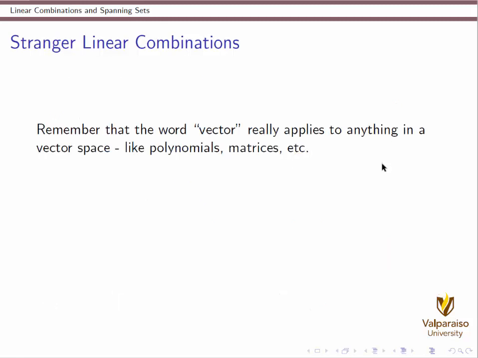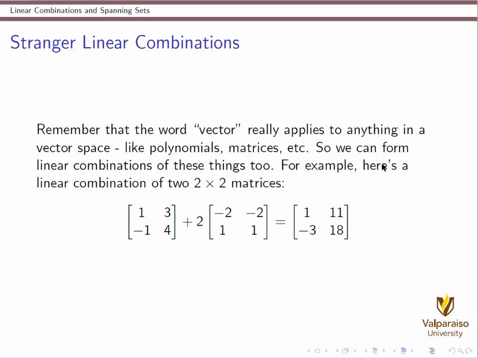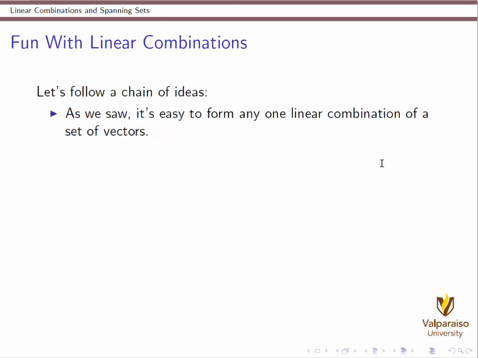Okay, again, a reminder, vector means a bunch of things. We can form linear combinations of other things besides geometric vectors. Here's a linear combination of a couple of 2 by 2 matrices. There's two 2 by 2 matrices. The first one's multiplied by 1. The second one is multiplied by 2. We're adding them up. So it's easy to form a linear combination in one direction if we say, hey, here are the vectors, let's make a linear combination and see what we get.